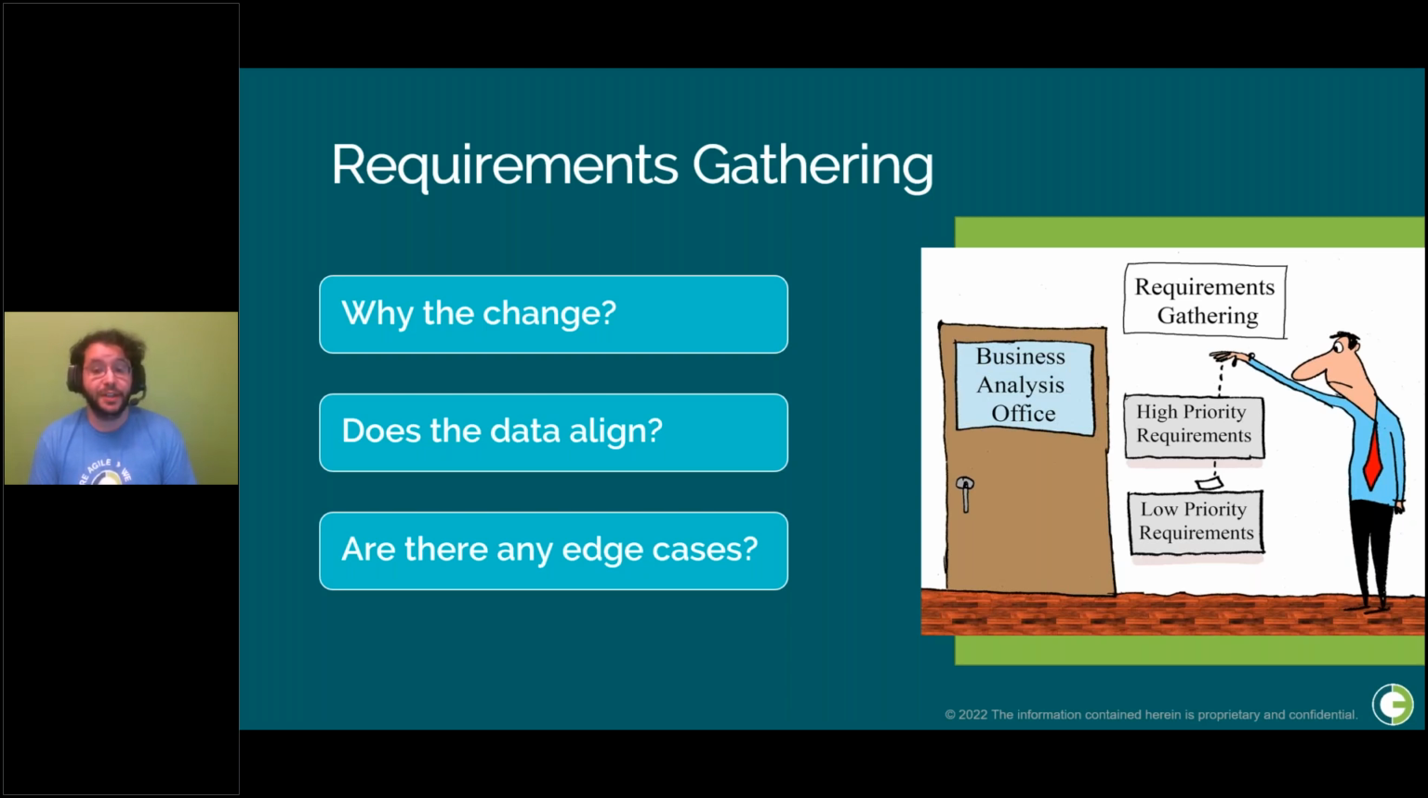Your end users need to know why they're shifting from one tool to another and how it's going to make their job easier. Next, does the data align? When transferring data from one system to another, there might be some inconsistencies. These need to be made known upfront so your implementation team can account for them when they are making configurations. And lastly, are there any edge cases?